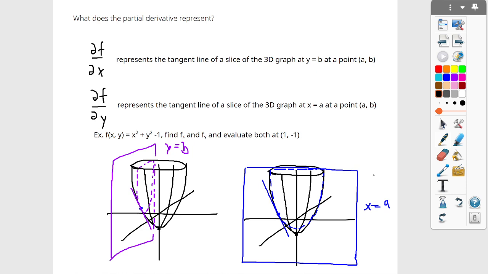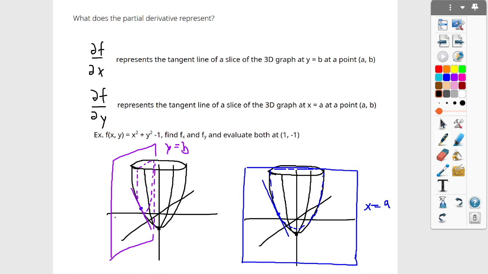Why is it different? Why is it x at y equals b and y at x equals a? It's a little bit weird, right? And the reason is we want to move in the x direction. We want to keep y constant, and we want to move in the x direction, right?